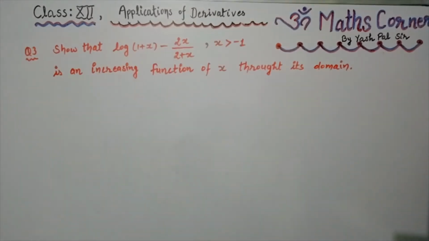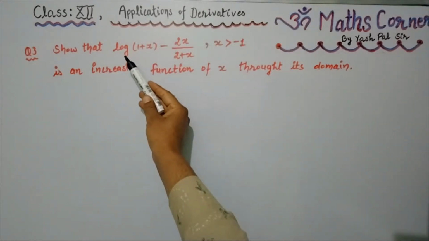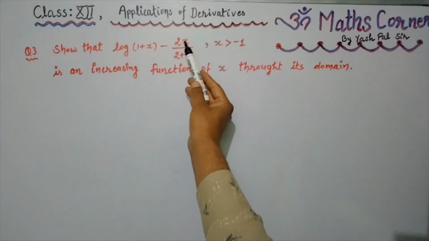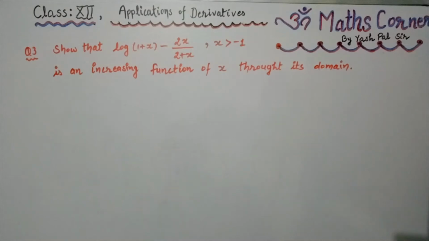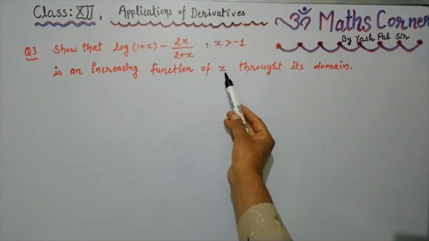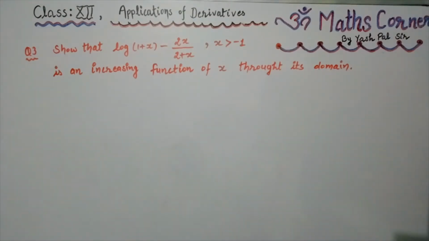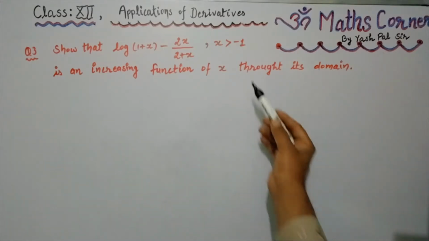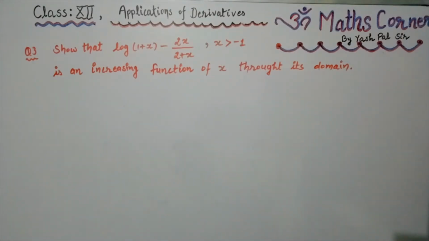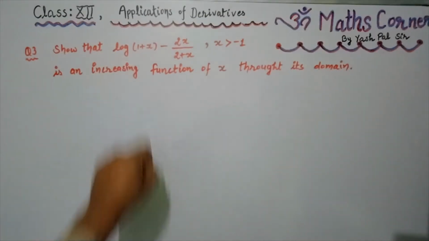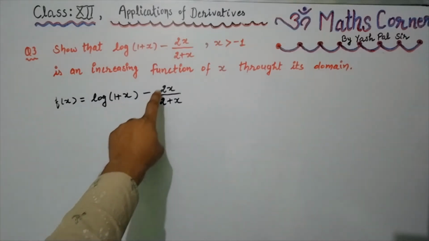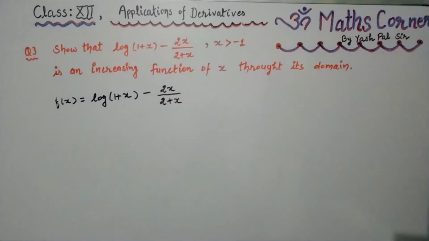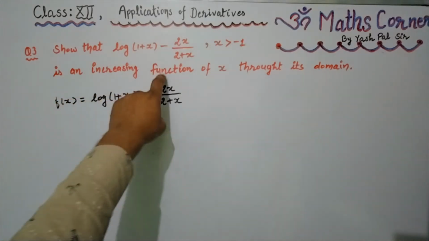Now next question, question number 3. Show that log of 1 plus x minus 2x upon 2 plus x, where x is greater than minus 1, is an increasing function of x throughout its domain. What is the domain? x greater than minus 1 is the domain. So first of all we name this function as f of x. f of x is equal to log of 1 plus x minus 2x upon 2 plus x.